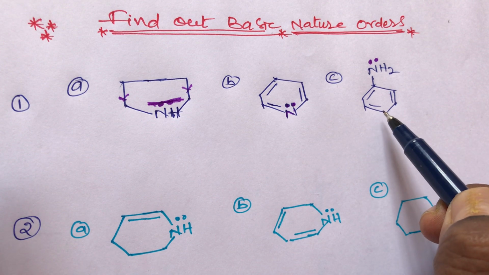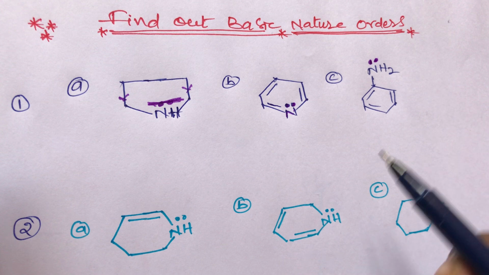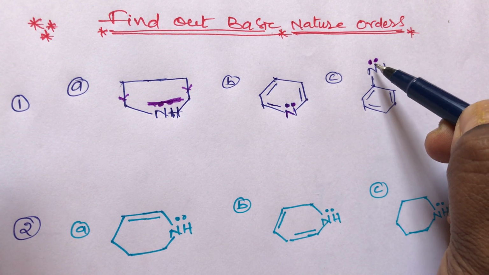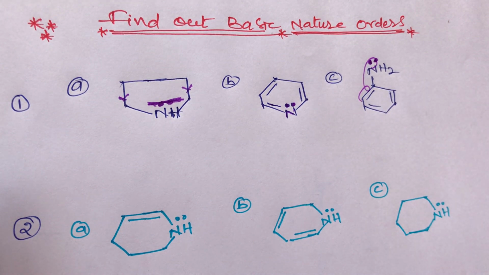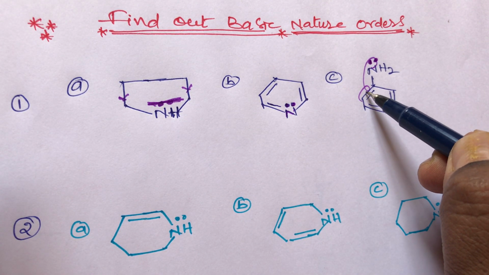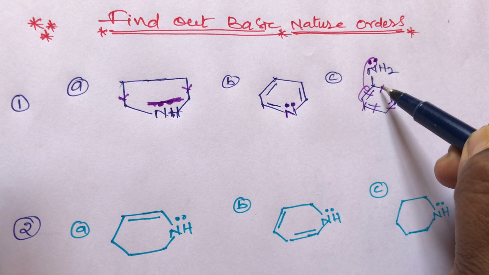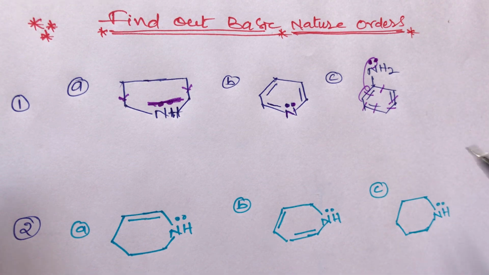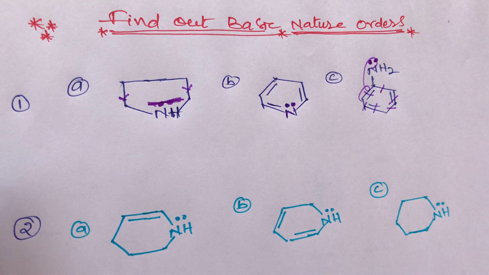And what about the C compound? In the C compound, the NH2 group has one lone pair, and this lone pair is involved in the resonance. This lone pair participates in the resonance, due to the presence of conjugation. What I said, conjugation means double bond, then single bond, then double bond, then single bond, then double bond, then single bond, then double bond. Alternate double bonds are called conjugation. Here this lone pair is involved in the resonance, so that's why this lone pair completely disappears.